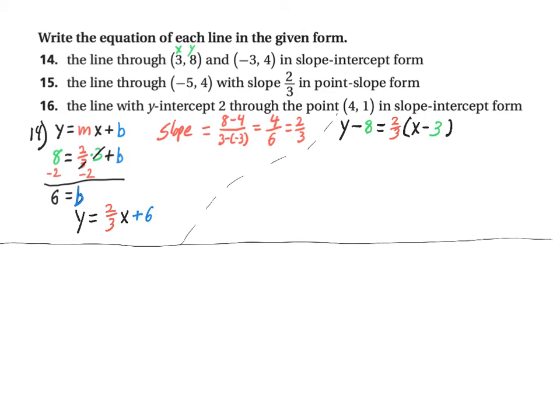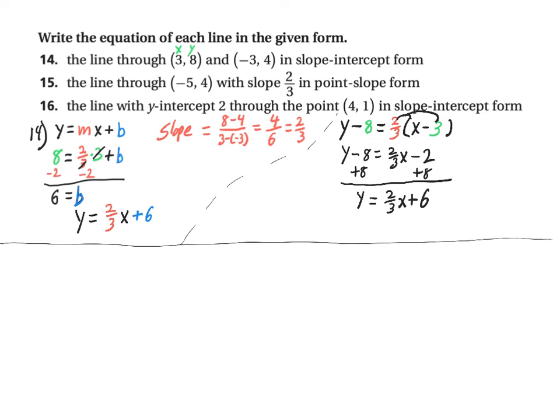Then we want to rewrite this in slope-intercept form. Right now it's in point slope form. So I'm going to distribute the 2/3 through. And 2/3 times 3 is just 2. And then we're going to add 8 to both sides. So y equals 2/3 x plus 6.